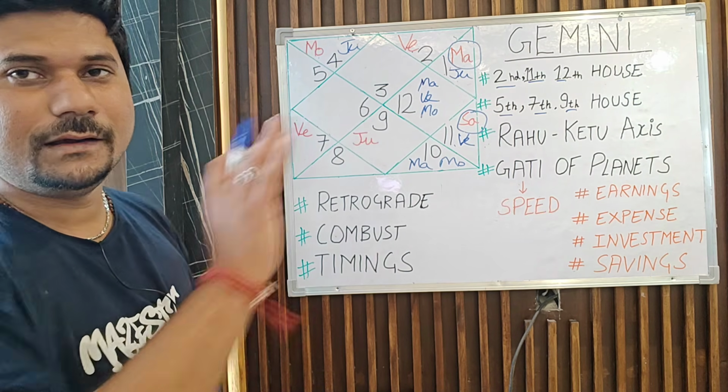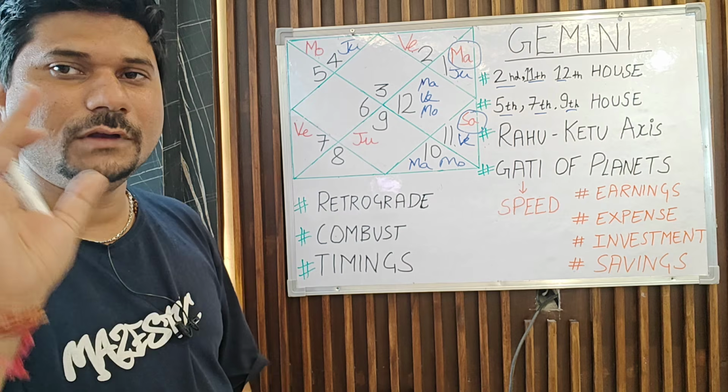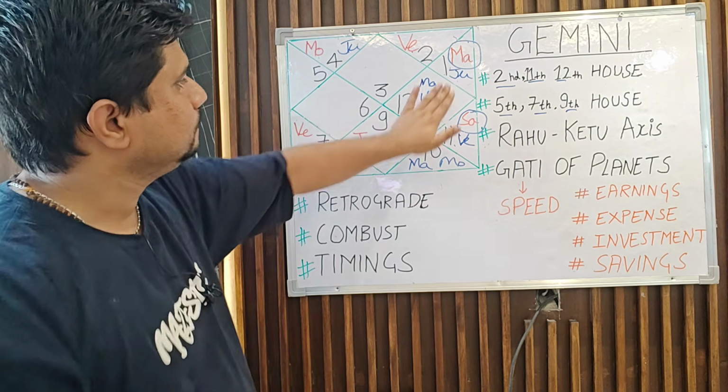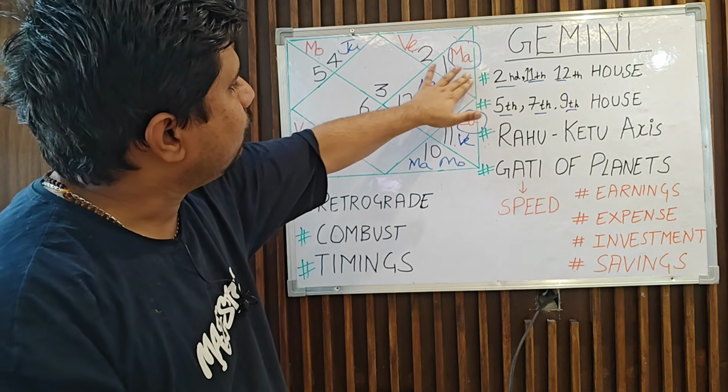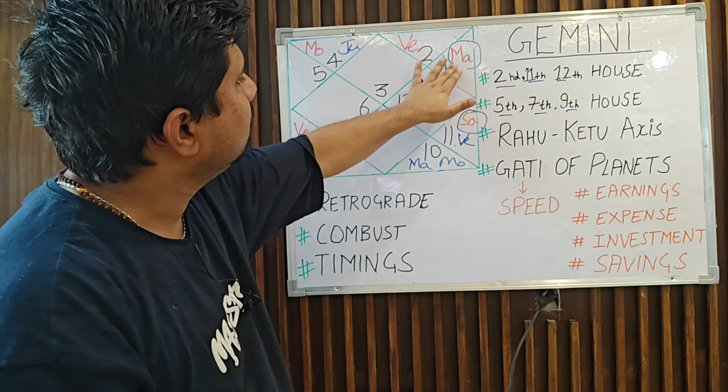Now, anywhere in the chart Saturn and Mars are positioned, it's exceptional wealth. It may be, for example, Saturn going up there with Mars.